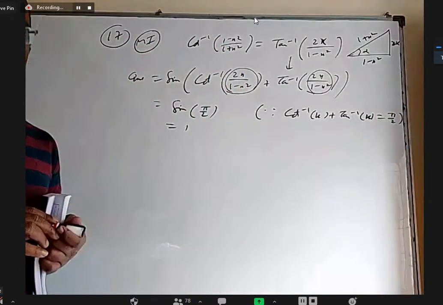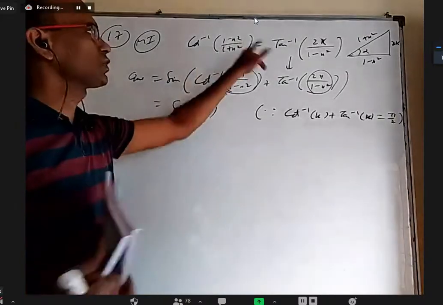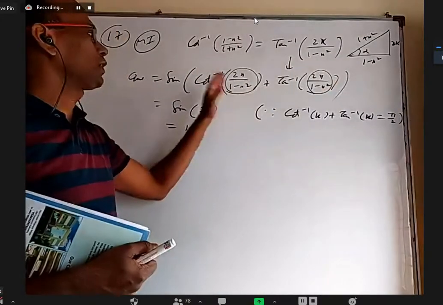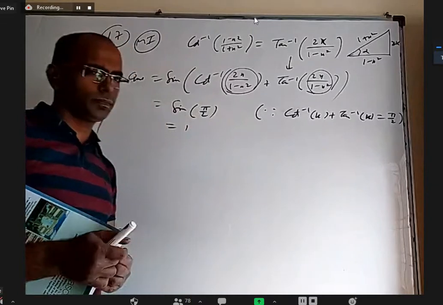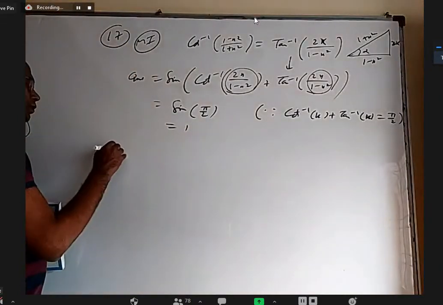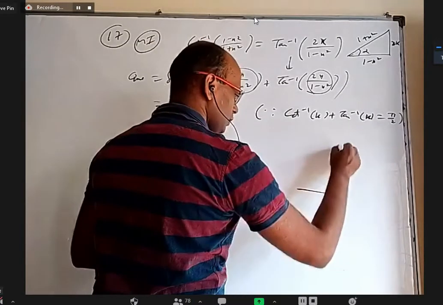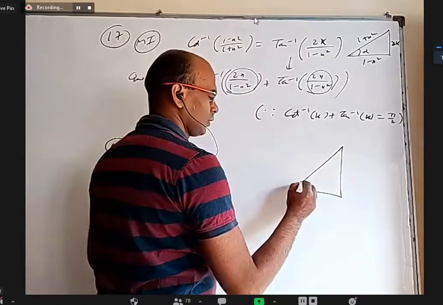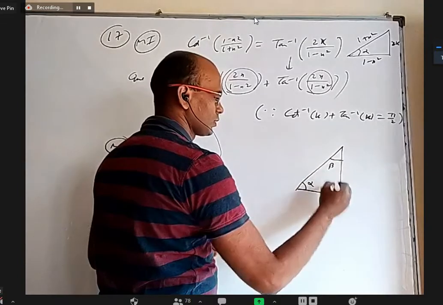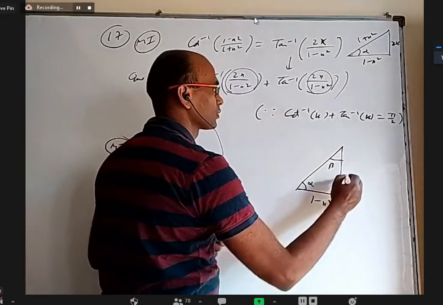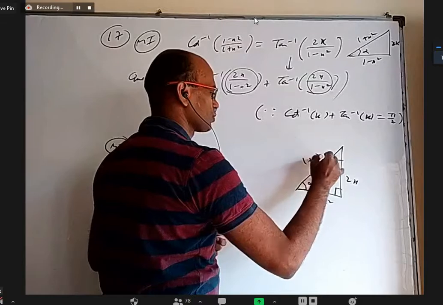Okay. So two things were done. We converted cos inverse into tan inverse based on this figure, and cot inverse plus tan inverse is pi by 2. Almost the same with the same figure only. I want to take this as alpha, this as beta, this is 90, and the sides are 1 minus x square, 2x and 1 plus x square.